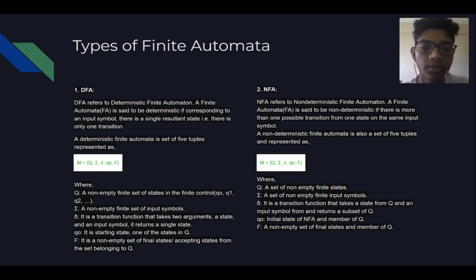There is also NFA, which refers to non-deterministic finite automata. A finite automata FA is said to be non-deterministic if there is more than one possible transition from one state on the same input symbol. A non-deterministic finite automata is also a set of five tuples similar to DFA. The only difference is there is more than one possible transition from one state on the same input symbol.